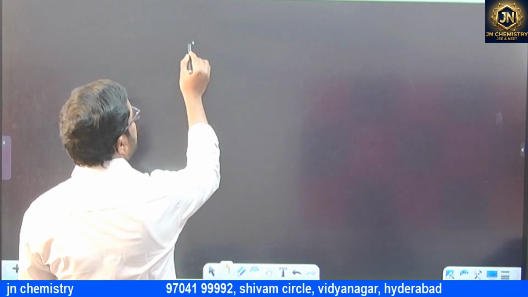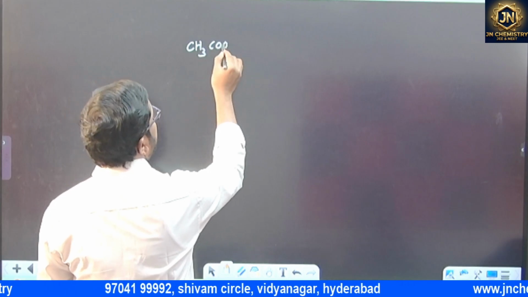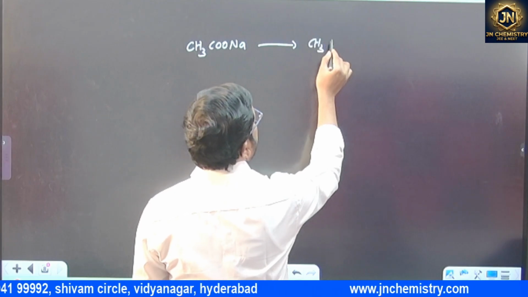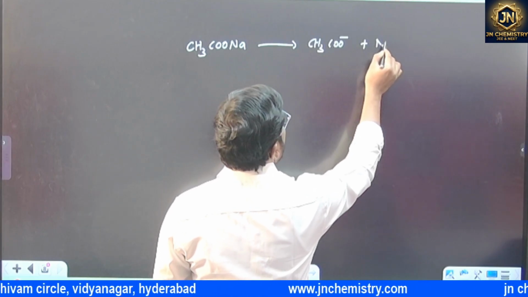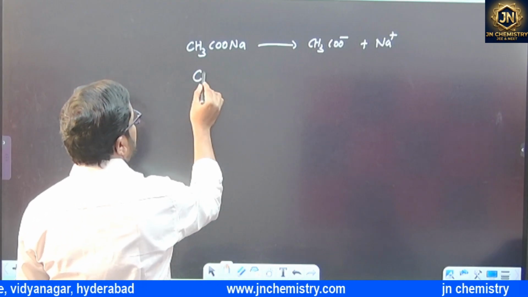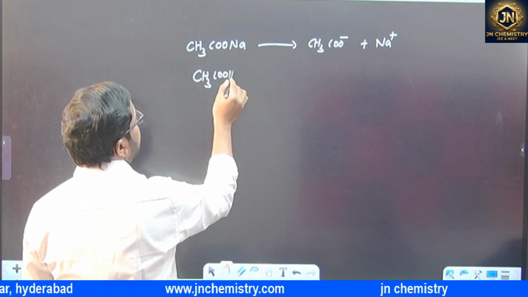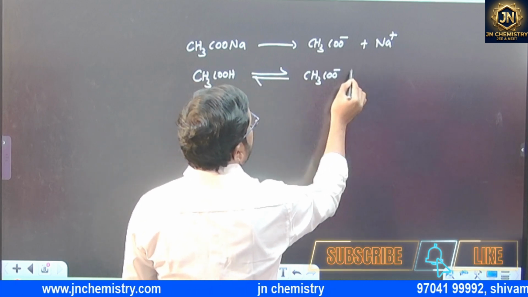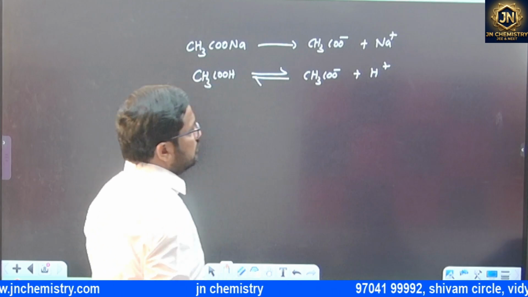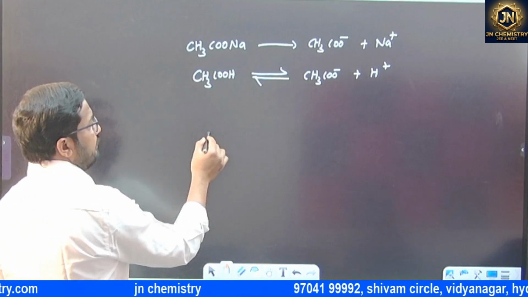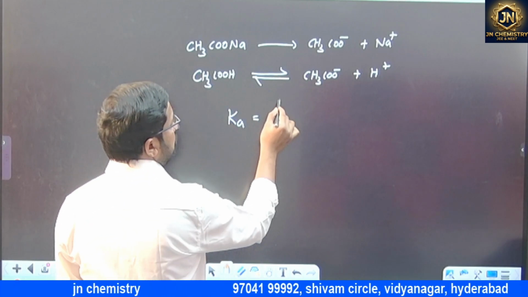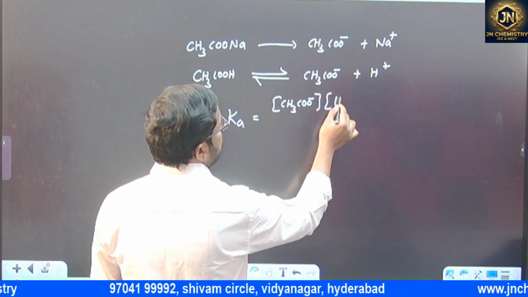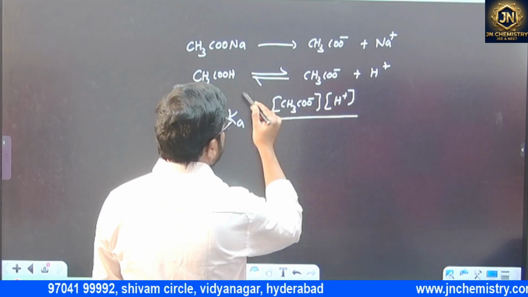So particularly, the pH calculations are for CH3COOH plus CH3COONa. We know the weak acid CH3COOH gives CH3COO minus plus H plus. So how can we write the Ka value for this? Ka equals CH3COO minus, H plus, concentration divided by CH3COOH.